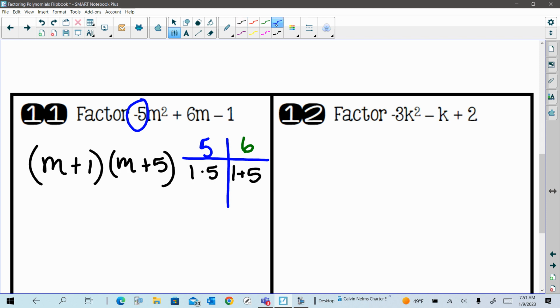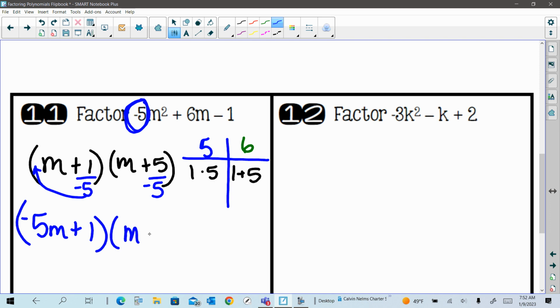But because we had the coefficient, you're going to divide everything by that negative 5. All right, so this negative 5 can go in, so bottom up. So this becomes a negative 5m plus 1. This can be simplified as m minus 1.